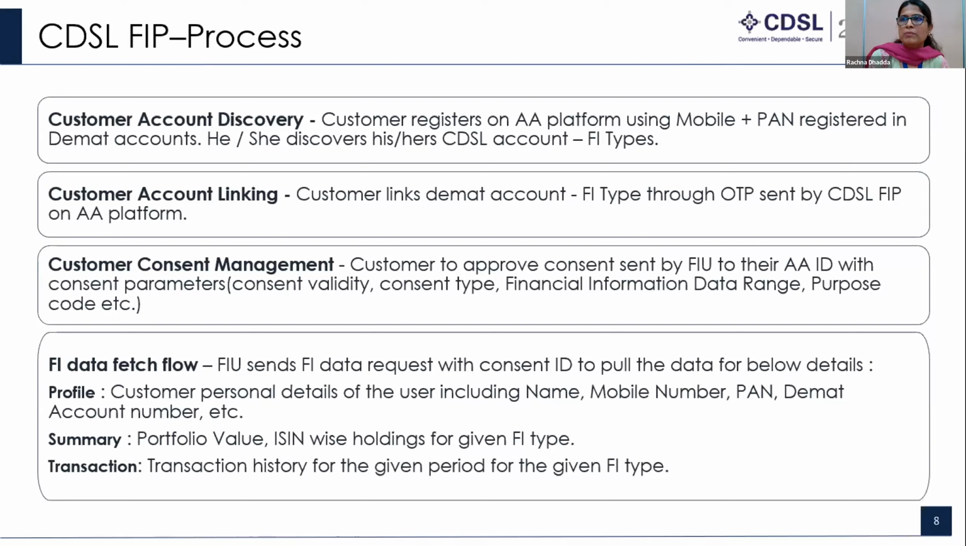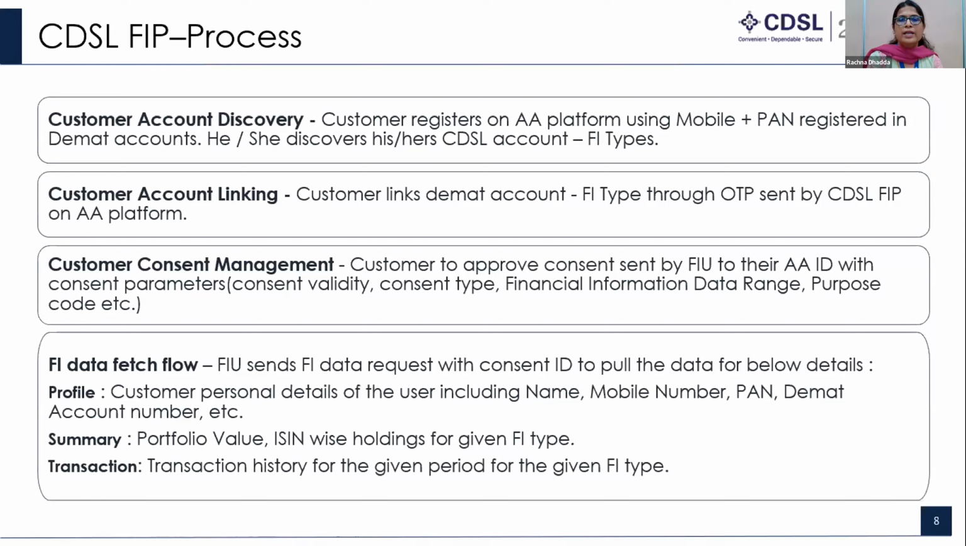So suppose the investor has a holding in equity, mutual fund, and REIT, then at the time of discovery, the same DMAT account will show three tabs: equity, mutual fund, and REIT. So that kind of discovery is through depositories. Customer account linking: the customer links the DMAT account based on the FI type through an OTP sent by the CDSL FIP on an AA platform.